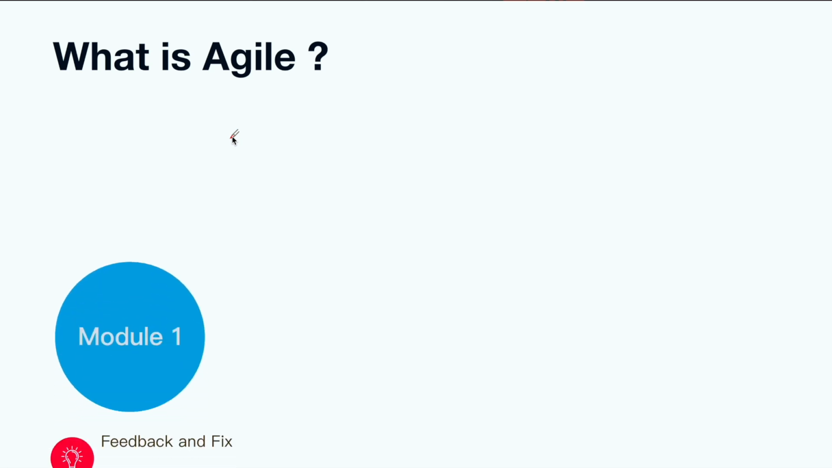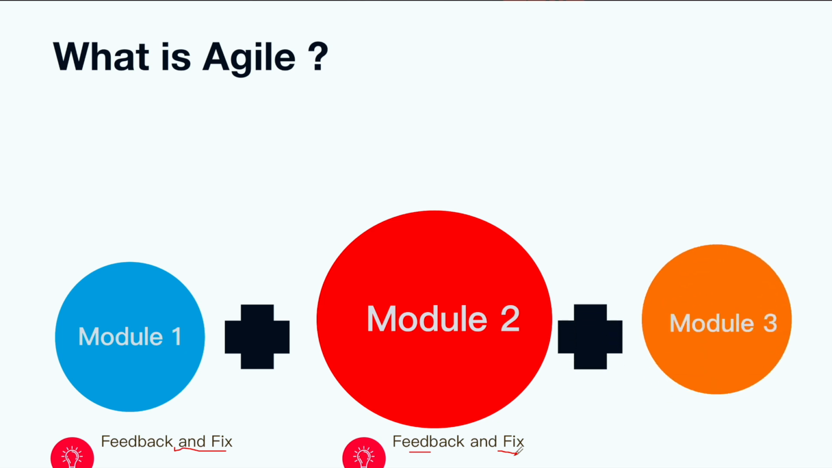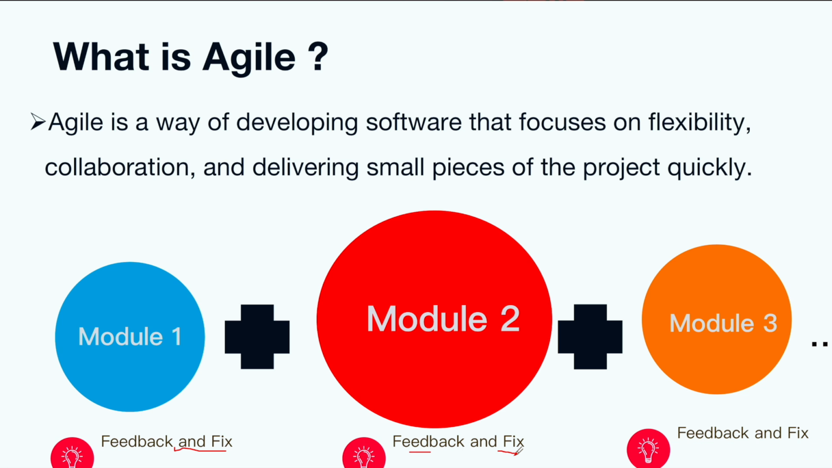You develop module 1, get the feedback from the customer and fix those issues, and then you develop module 2, and then again you get the feedback from the customer and fix any issues reported by the customer. Similarly, you develop module 3 and again get feedback and fix, and this process continues till the entire software is delivered, right?